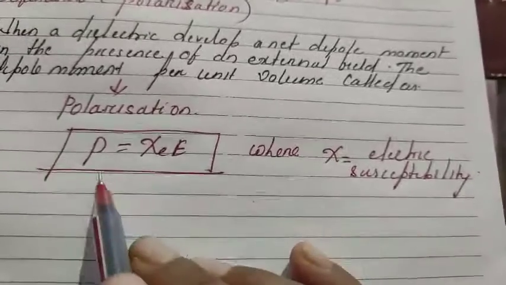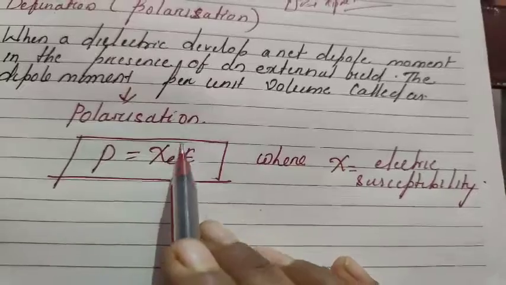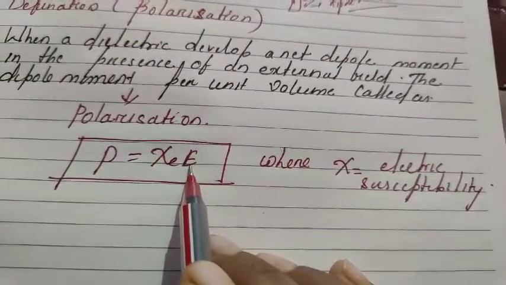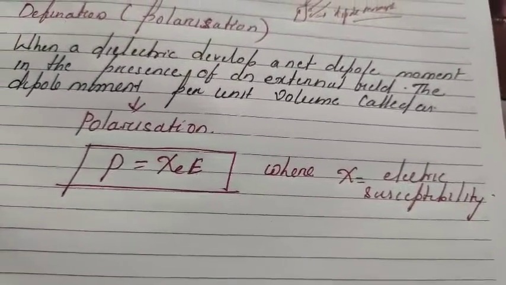Clear? And if you see the polarization formula, student, P is equal to chi E. This chi is known as electric susceptibility, right? And here E is the electric field, P is the polarization. Clear?